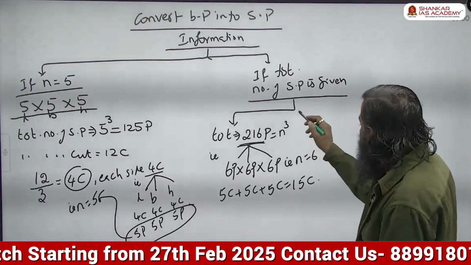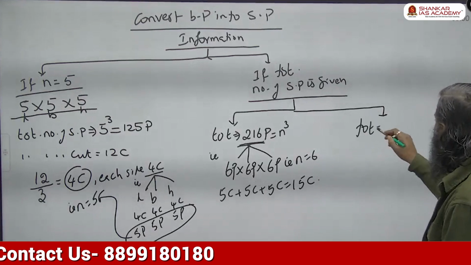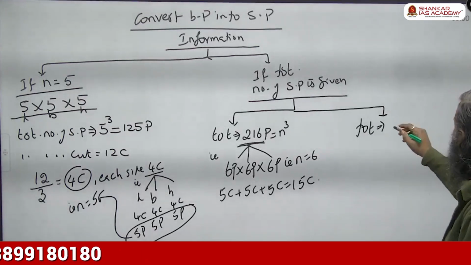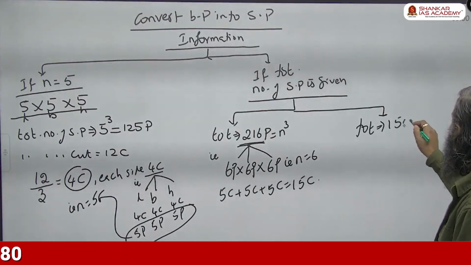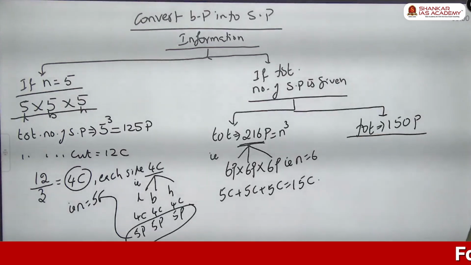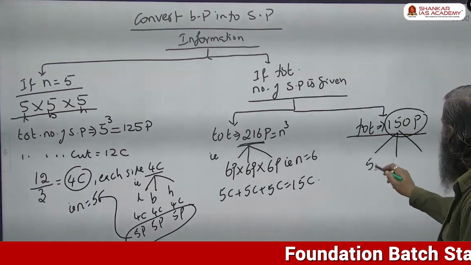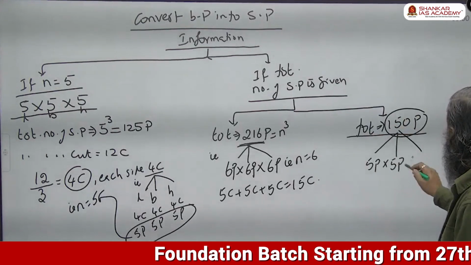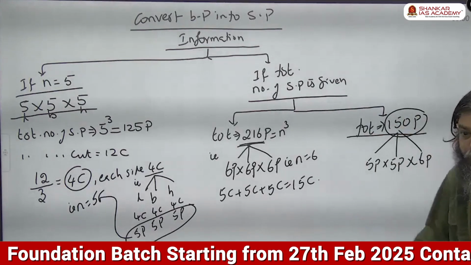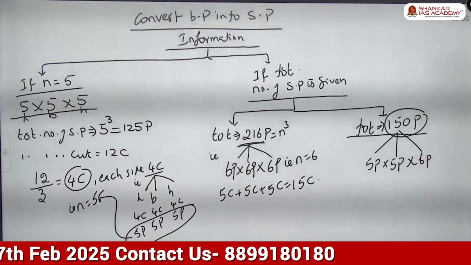Now listen carefully. Do you remember we did 150 pieces? How can you write 150 as a product of 3 numbers? 5 into 5 into 6. I am not using the word prime factorization and all this. Leave all this, later on we will see.